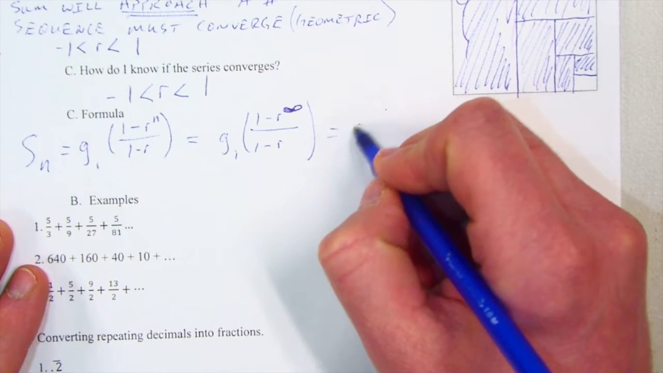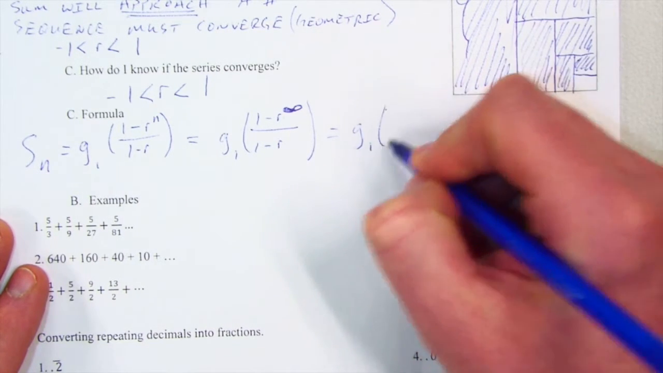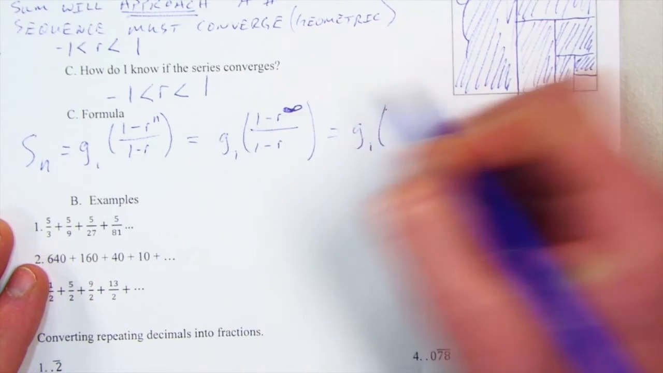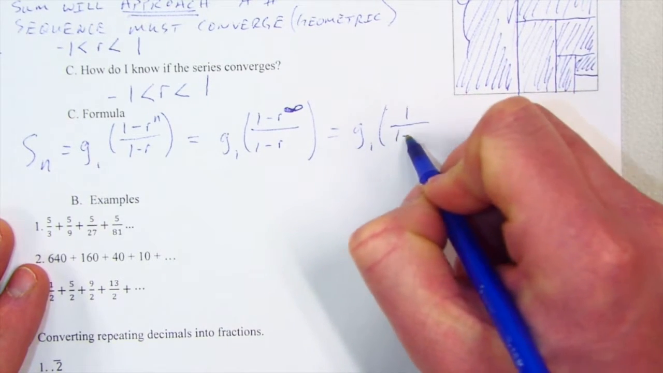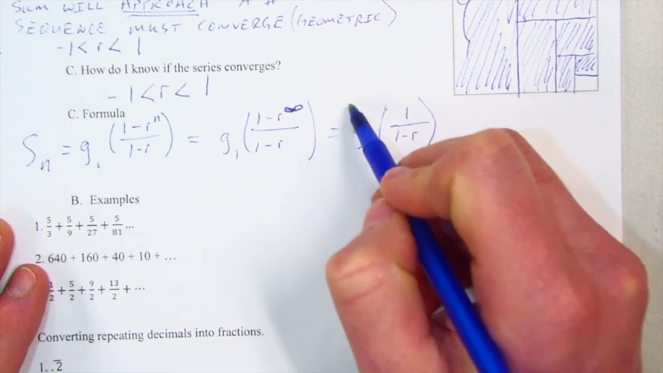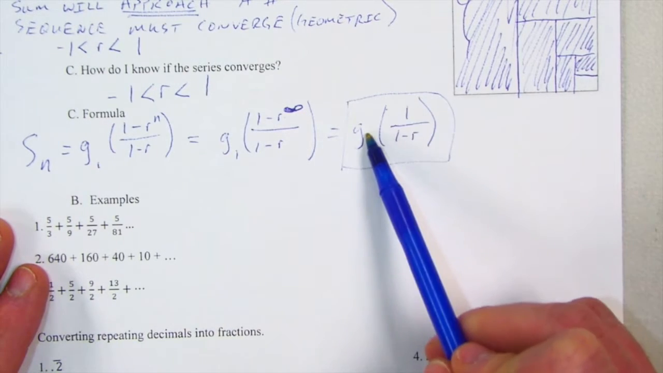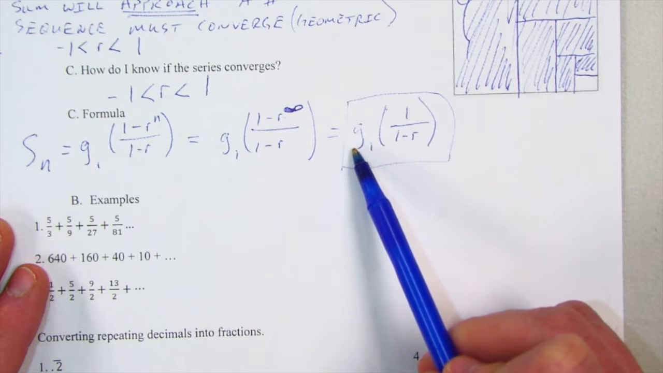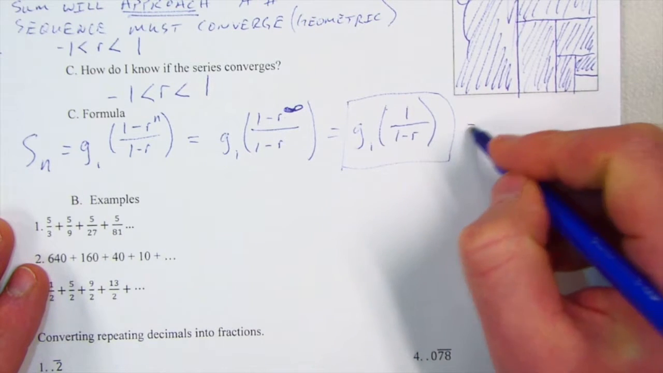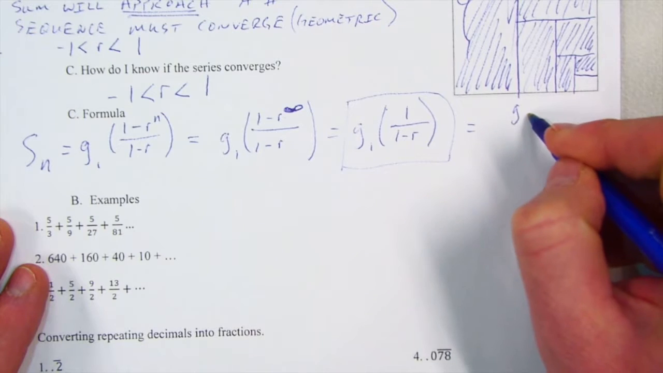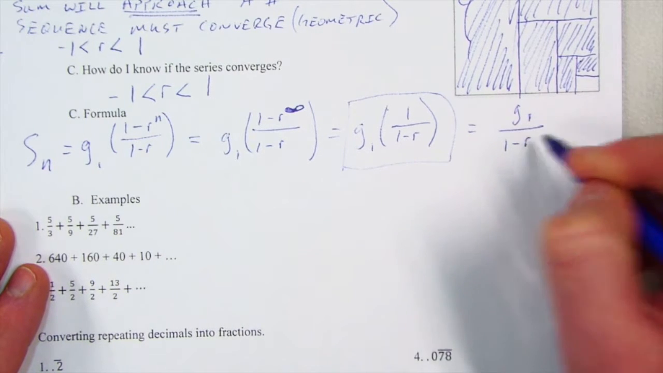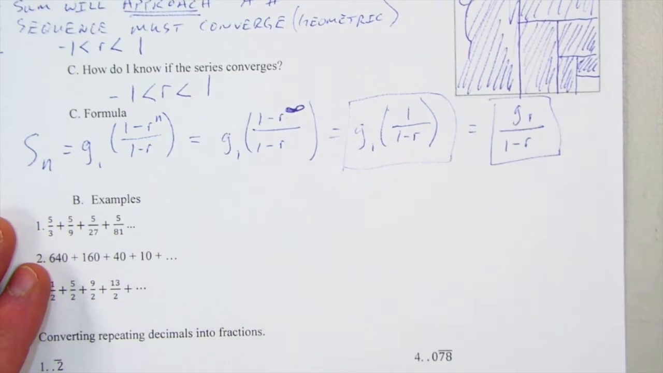So our formula then becomes this: G1 times 1 minus 0, which is just 1, over 1 minus r. This formula will work, or sometimes they take the G1 and just put it on top, because this is G1 over 1. So another formula you'll often see is G1 over 1 minus r. Both of these are very common formulas.